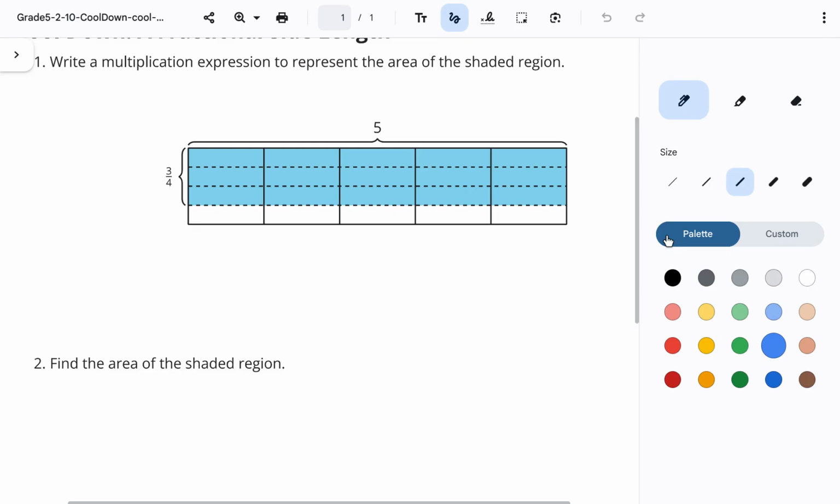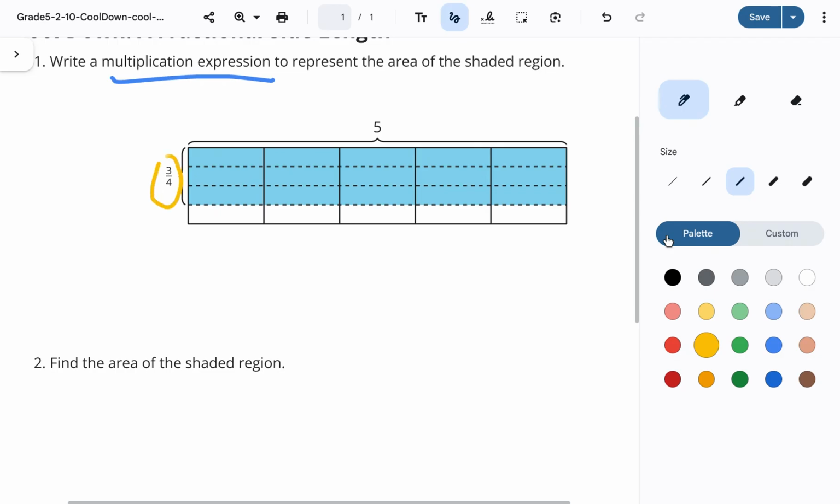We saw in our last cool down and our last lesson that the way that we construct a multiplication expression is to think about what are we seeing in our diagram horizontally, which is like in the rows, and vertically, which is what we're seeing in the columns. There are two choices for our multiplication expression because we have two factors. We know we're going to have 3/4. That's what we see in our rows or horizontally. And we're going to be multiplying it by 5 wholes because that's what we see in our columns.